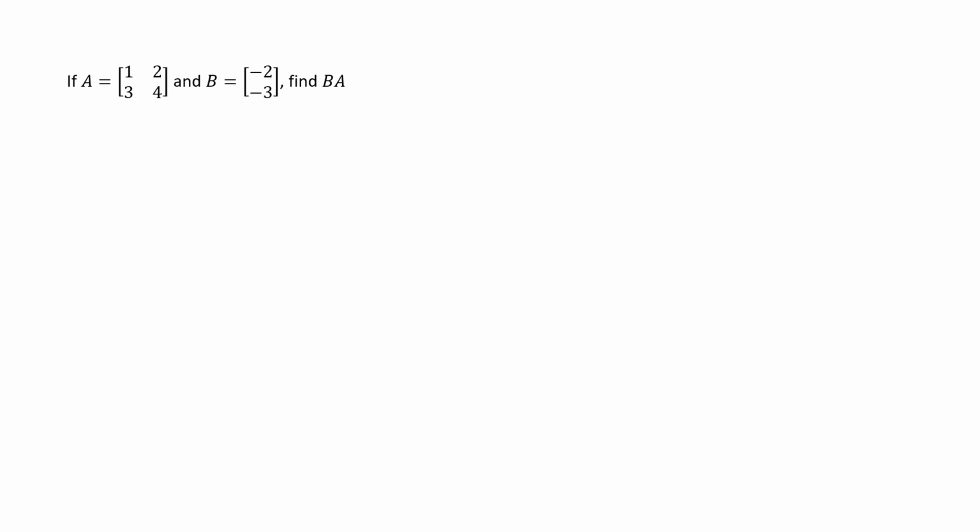So here our job is to find B times A. Let me remind you what the dimensions of these two matrices are. 2 by 2 and 2 by 1, but we're doing B times A. So let's write down the dimensions of B underneath here. So 2 by 1. The dimensions of A are 2 by 2. And remember, to multiply matrices together, the number of columns of the first matrix, which is this number, has to match the number of rows of the second matrix, which is this number.